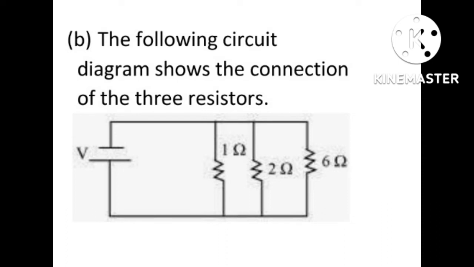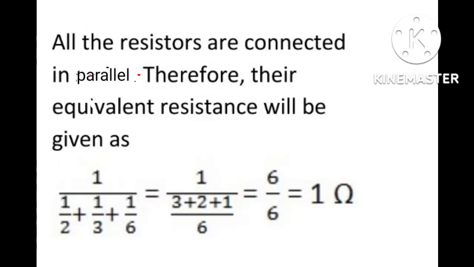Now we can check how to calculate the effective resistance value. Here the resistors are connected in parallel, that is why we can calculate the effective resistance as 1/R = 1/R1 + 1/R2 + 1/R3. So to get R we can take the reciprocal, that is 1/2 + 1/3 + 1/6. So we will get the value as 6/6, that is equal to 1 ohm.